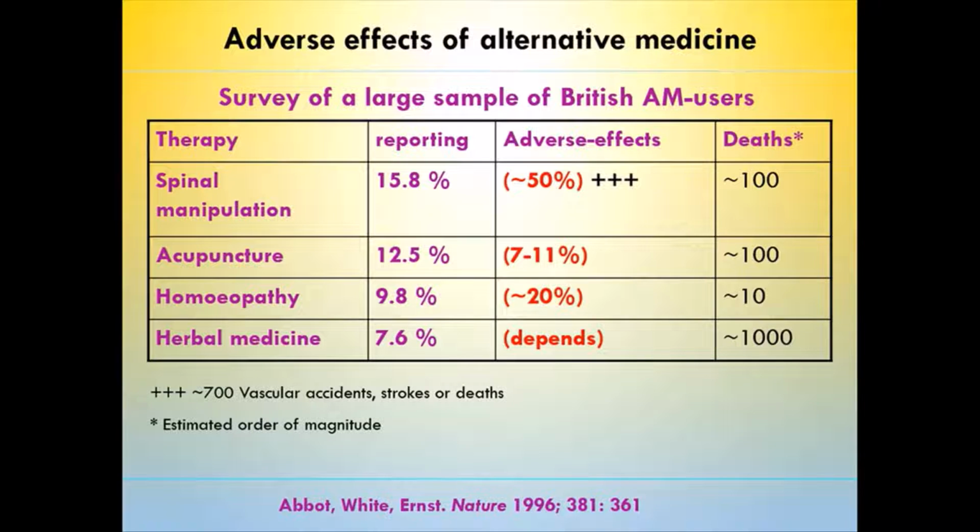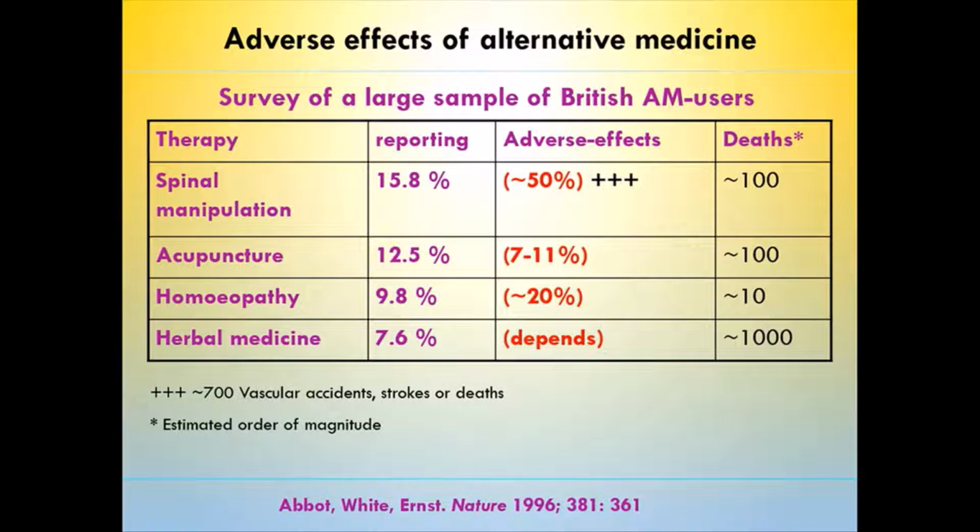After tons of more research, we know that the adverse effect rate of spinal manipulation is 50%. Every second patient after spinal manipulation has adverse effects. That is very well documented. These are mild to moderate, but there are also very severe complications in addition to that, and these can result in deaths, about 100 deaths being reported. Acupuncture, our initial figure was about right.